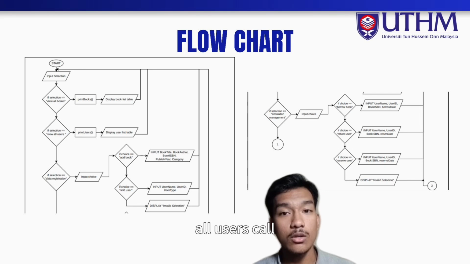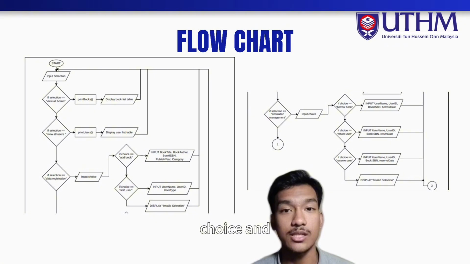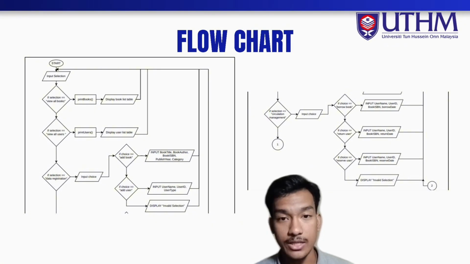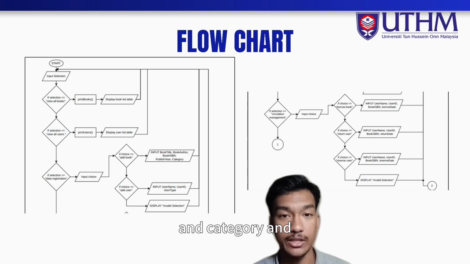Similarly, selecting view all users calls print user to display the registered user list table. And for administrative data entry, choosing data registration asks for a secondary choice. If the librarian enters add book, the system takes input for book title, book author, book ISBN, publisher, and category. And if they choose add user, it requests input for username, user ID, and user type.